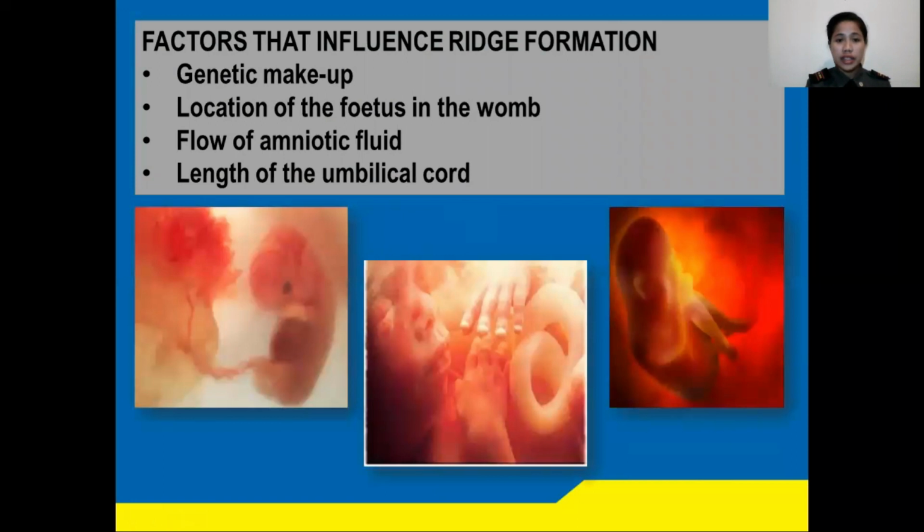There are factors that influence ridge formation. Number 1, genetic makeup. Number 2, location of the fetus in the womb. Number 3, flow of the amniotic fluid. And number 4, length of the umbilical cord.